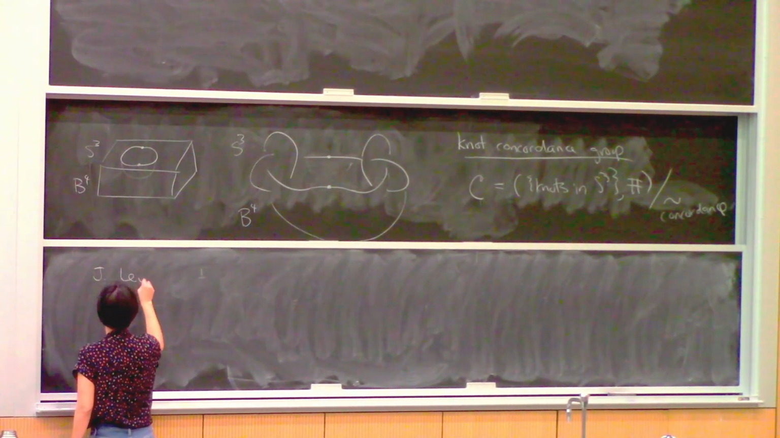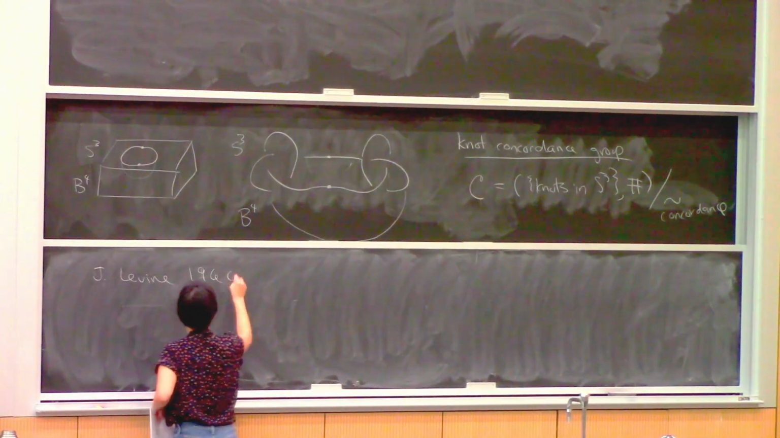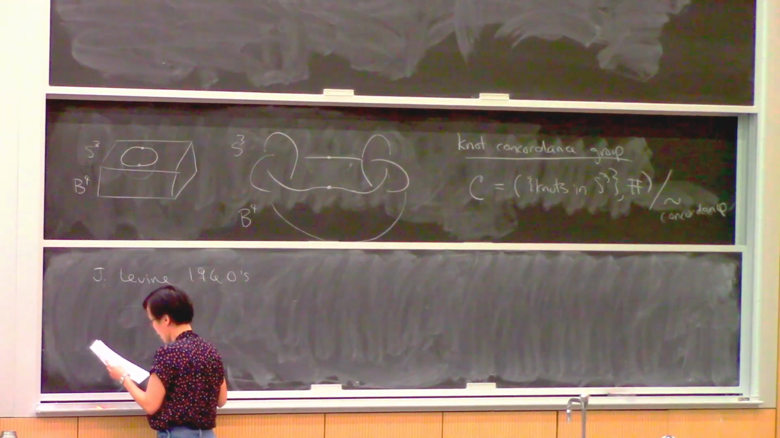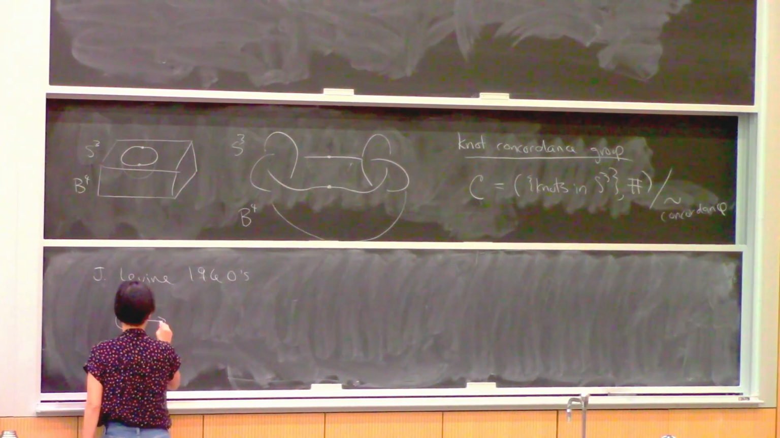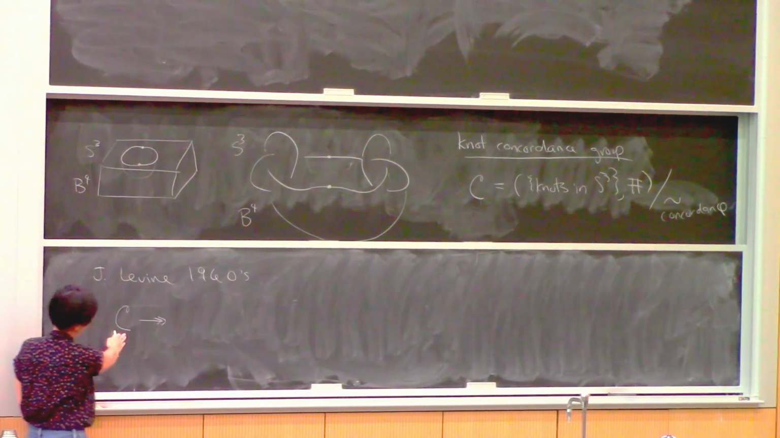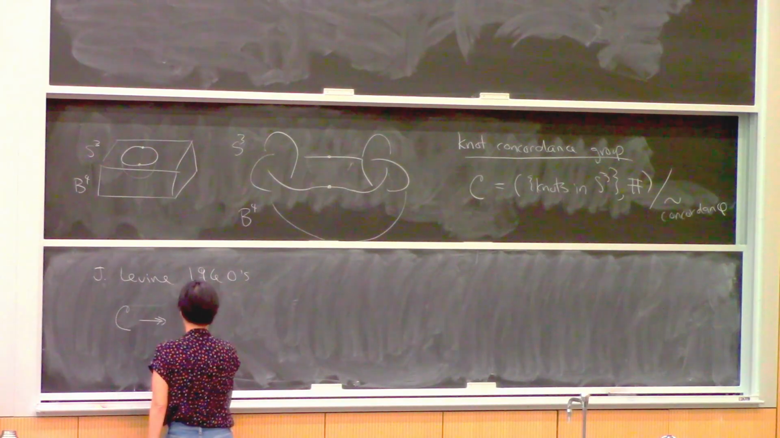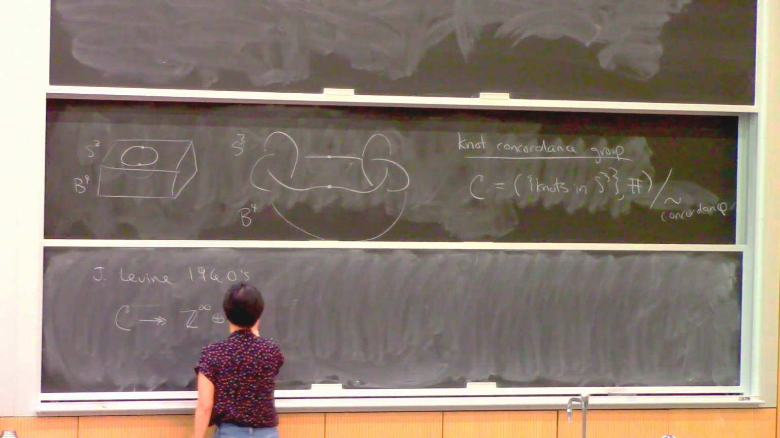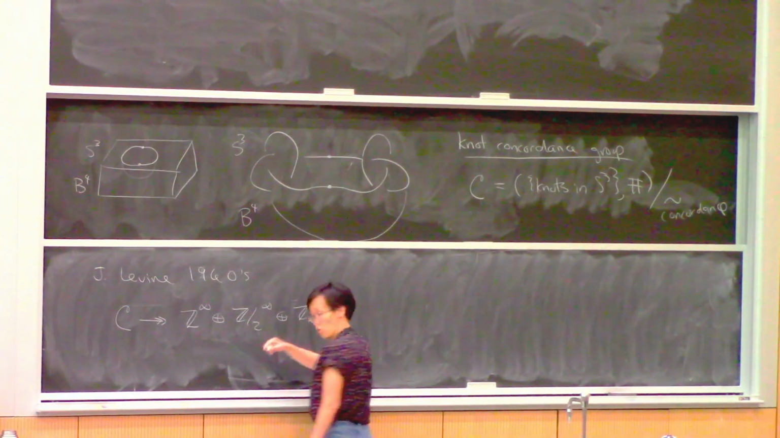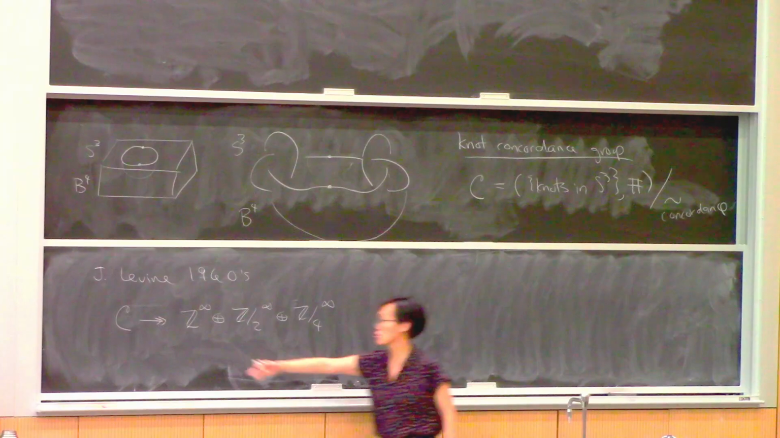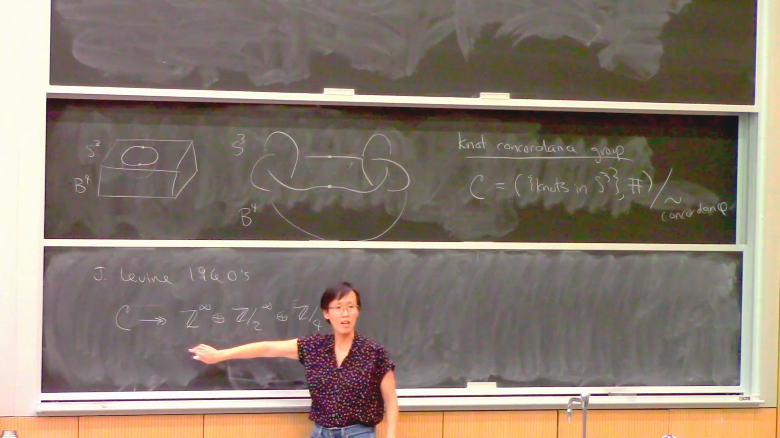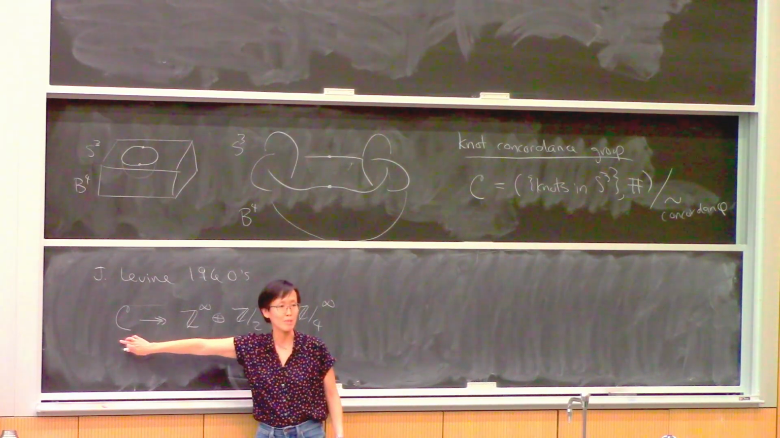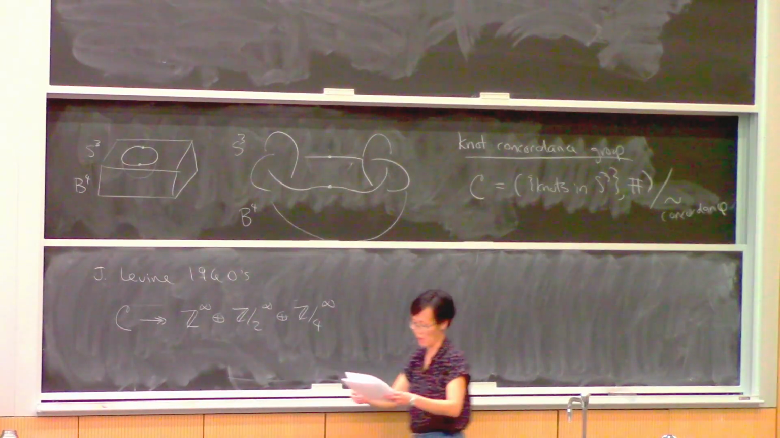So Jerry Levine, in the 1960s, used the Seifert form, this intersection form on the Seifert surface, to give a surjective homomorphism from the concordance group to Z^∞ ⊕ (Z/2)^∞ ⊕ (Z/4)^∞. If you have a group that surjects onto an infinitely generated group, that tells you, for example, that the group you started with has to be infinitely generated. So that's one consequence of this.